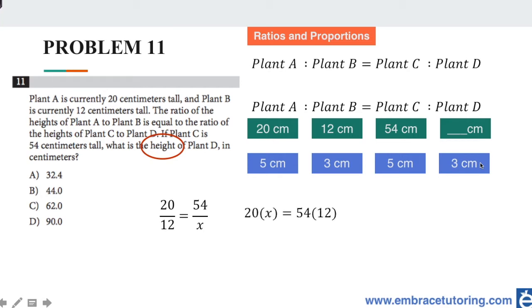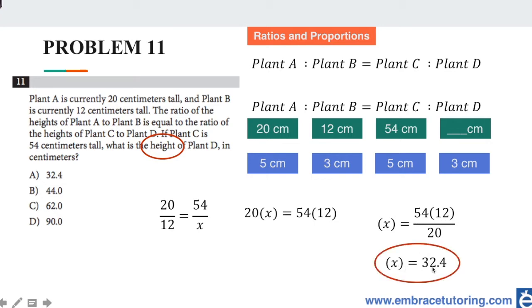So I'm now going to cross multiply. I get 20 times x equals 54 times 12. I'm now going to simplify, and I get x equals 54 times 12 over 20. I would probably start dividing things in terms of simplifying it, to make it a little bit easier, and then I'm going to get x equals 32.4. So A should be my best answer.